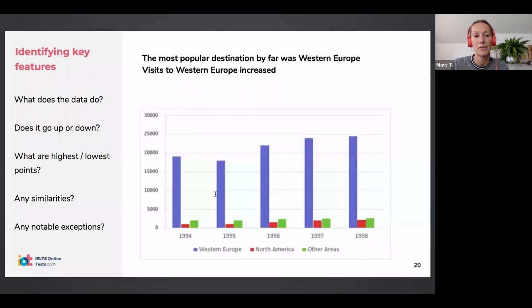Okay, another feature. So visits to Western Europe increased. So as you can see, from 1994 to 1998, each year, well, apart from 1995, there's a slight decrease, but other than that, the numbers increased. And visits to North America and other areas were low and stayed fairly low. So they didn't really, I mean, they increased slightly, but they didn't really increase much there.